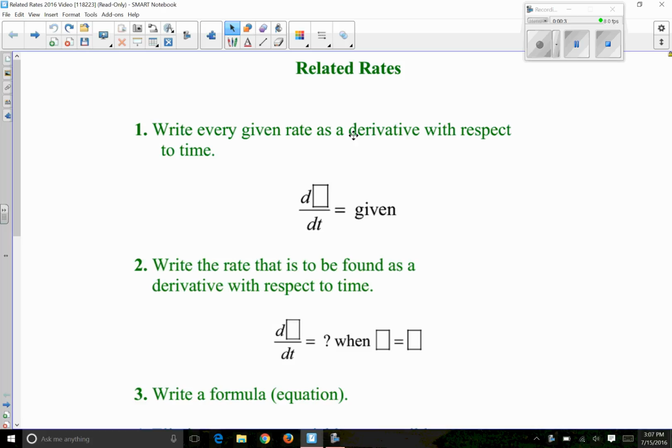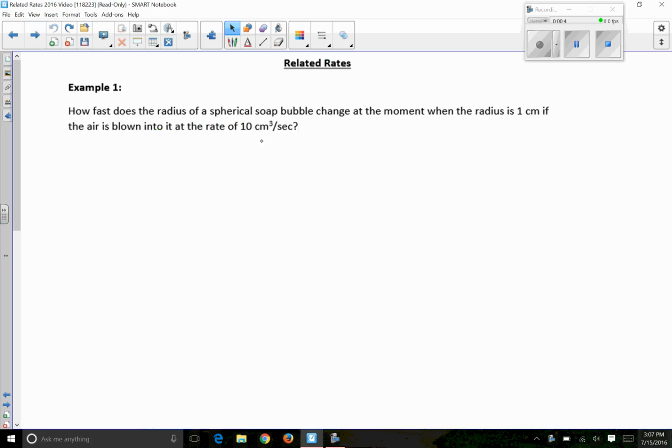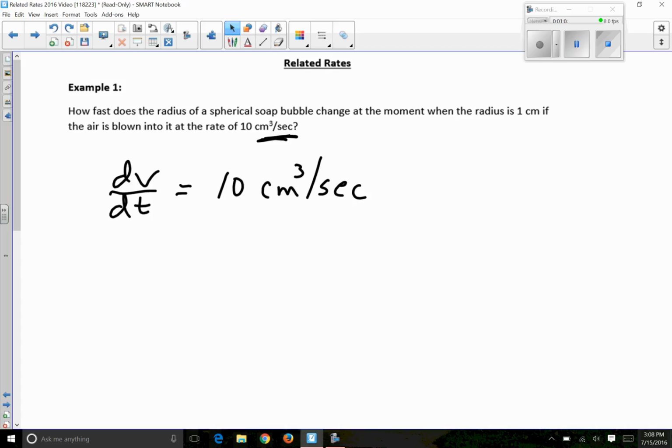Write every given rate as a derivative with respect to time. This is a rate. Cubic centimeters is what we measure volume in. So this number is the derivative of volume with respect to time, because seconds is what we use to measure time. That's the given rate.